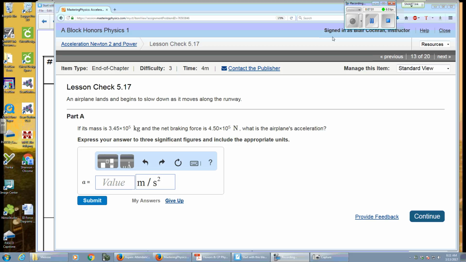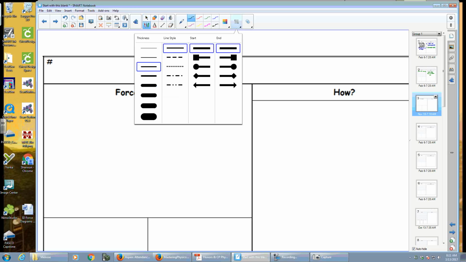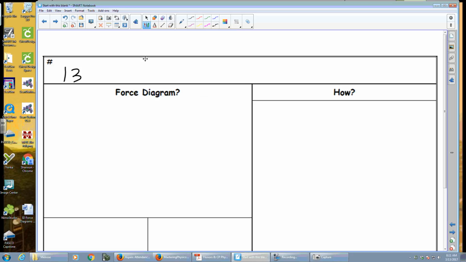All right, so 13. We have an airplane. It begins to slow down as it moves along the runway. Has this mass and has this net braking force. What is the airplane's acceleration? So I'm going to need to do a force diagram of the airplane here. And let's see. So we really don't need to write anything, but here's my wonderfully drawn airplane.